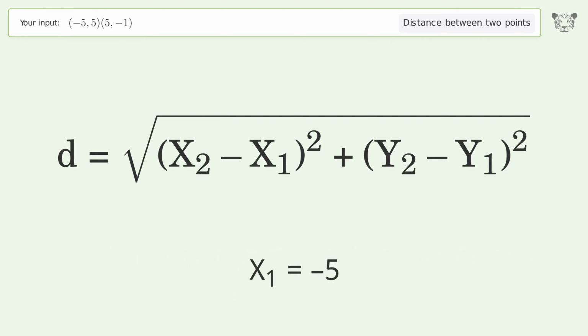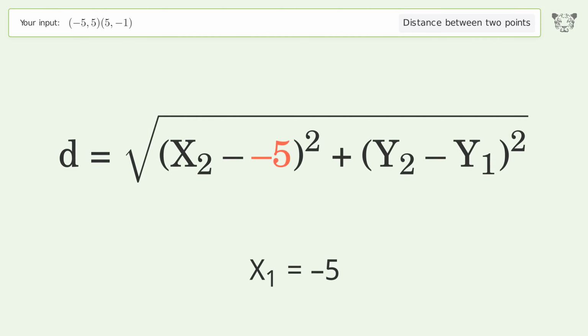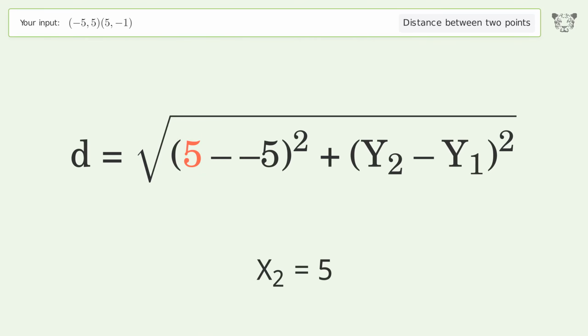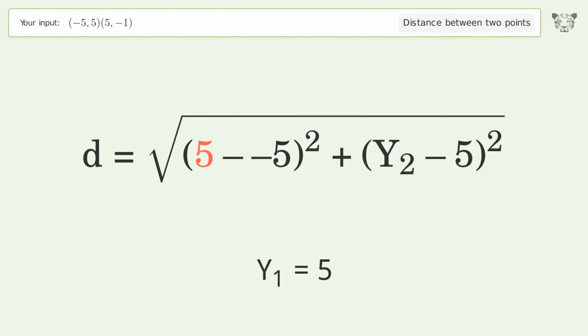x1 equals -5. x2 equals 5. y1 equals 5. y2 equals -1.